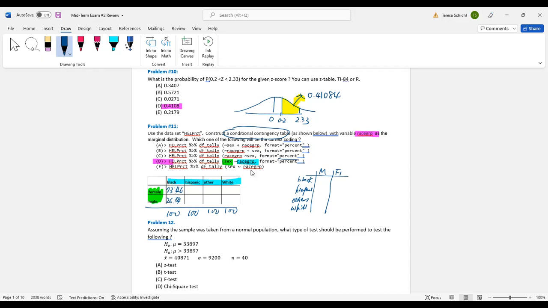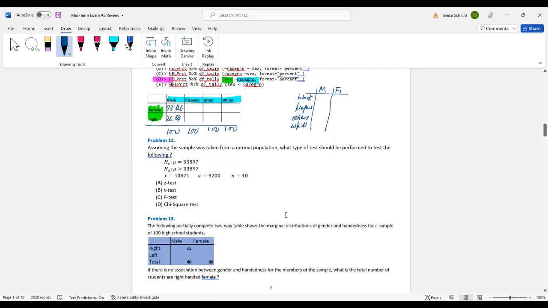All right, let's take a look at number 12 here. Number 12 says, assuming the sample was taken from a normal population, which type of test should be performed? Okay, so let's take a look here. We are testing the mean, the sample statistic. The average is 0.40871. And here, sigma is equal to 9200. So this is a one-sample test for the mean.